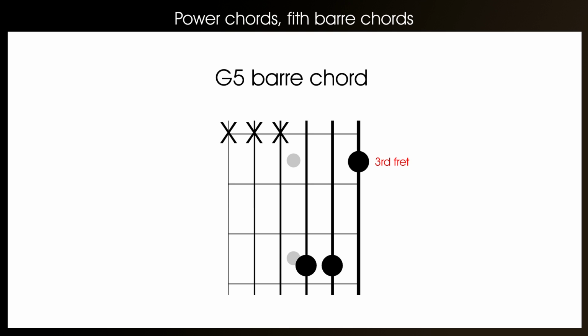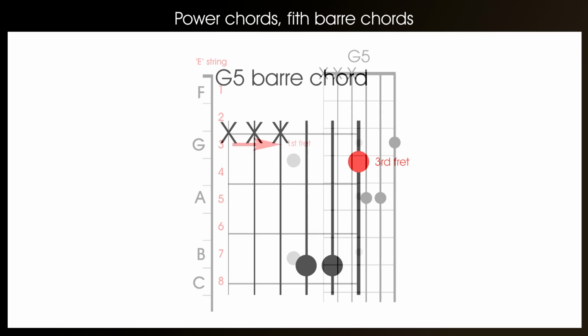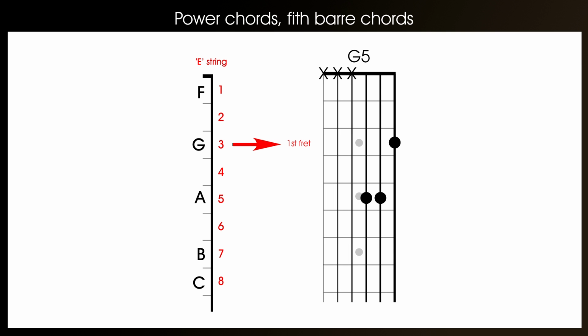Once you can play this G5th bar chord, you can play most of them, and that's because of the way the chords work. They get their name from the root of the chord, which in this case is the 3rd fret of the bottom E string. Therefore, the 3rd fret of the bottom E string is the G, hence G5.